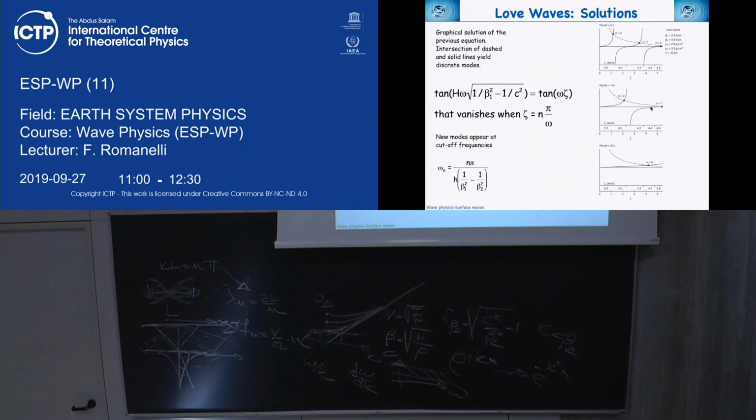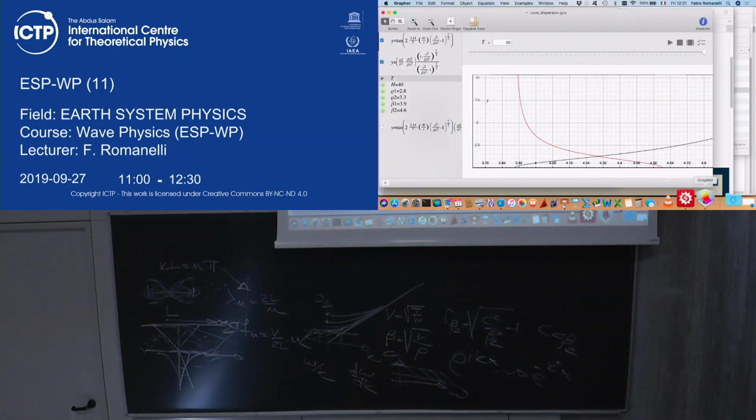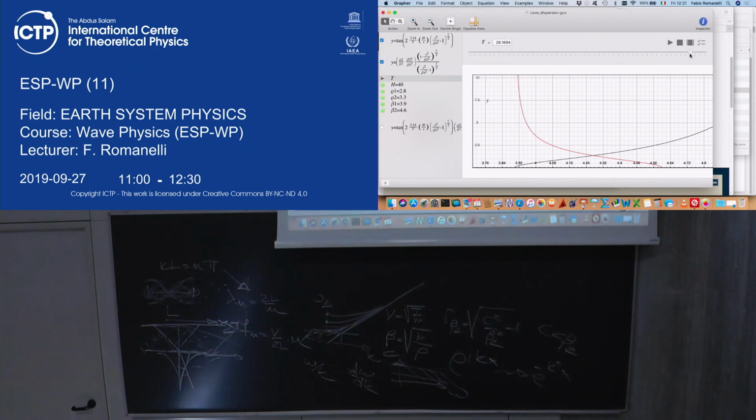Now let's give a look to 10 seconds. Now the first branch has been rising. The intersection now is running in this way. Look, I'm decreasing the period, and the intersection is going to lower values of velocity. You see? So let's try to follow it.